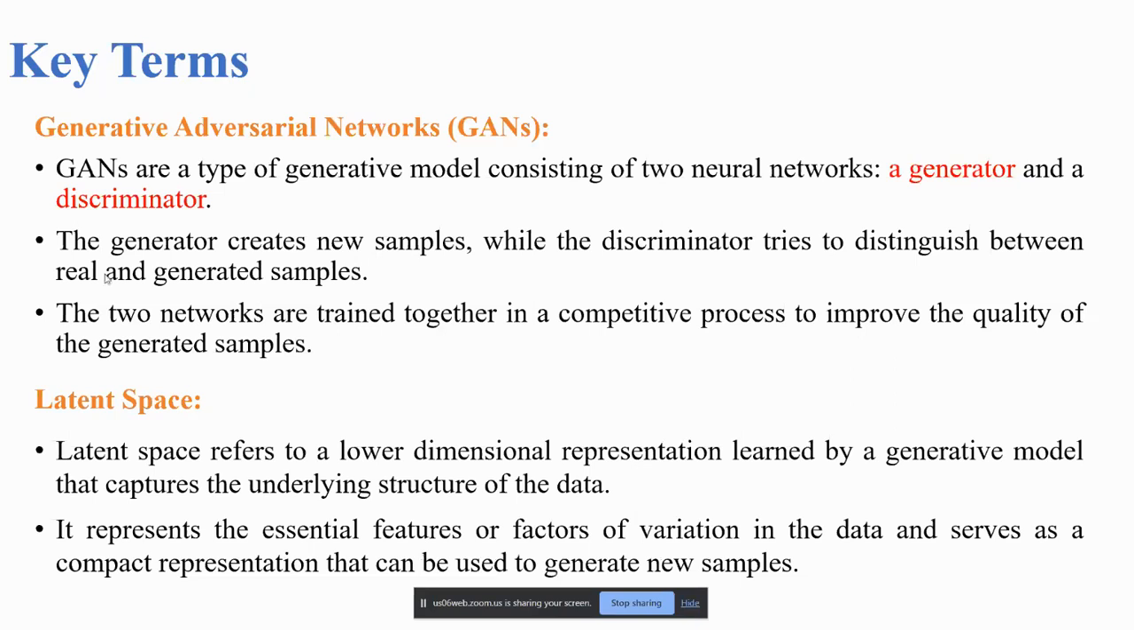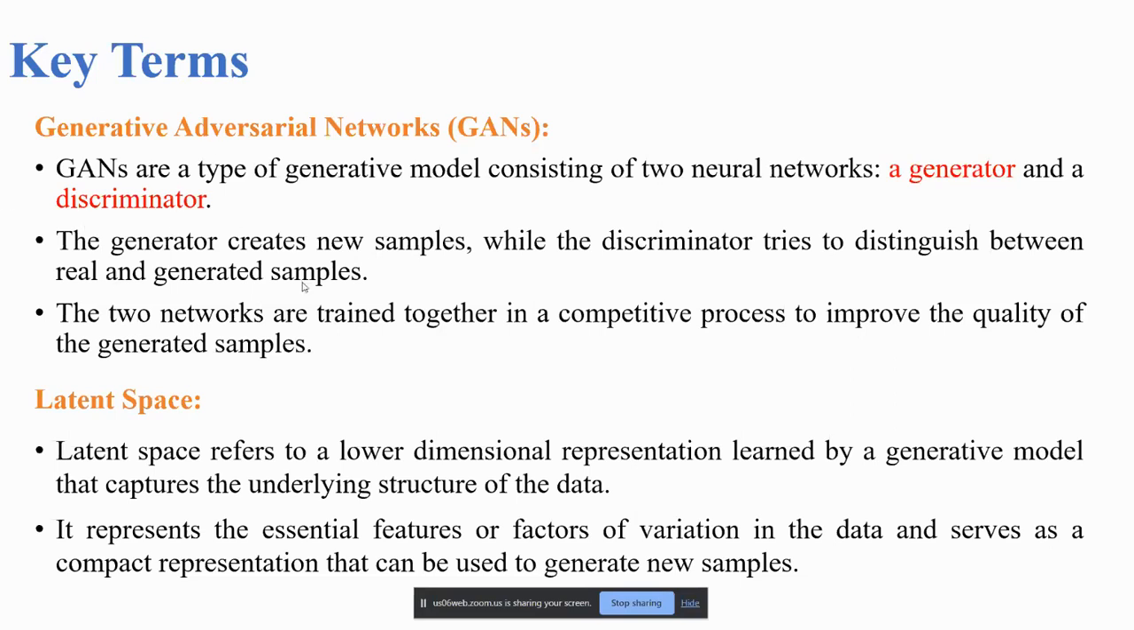So what is latent space? It is a lower dimension representation learned by the generative model, which means I am going to generate some new samples. Those new samples will be generated by learning the previous features, right? For learning the previous features, you need some more features. Now coming to this latent space, it will have only lower dimension, so a lesser number of features. That also has to be handled, and has to be increased with the help of this generative AI.